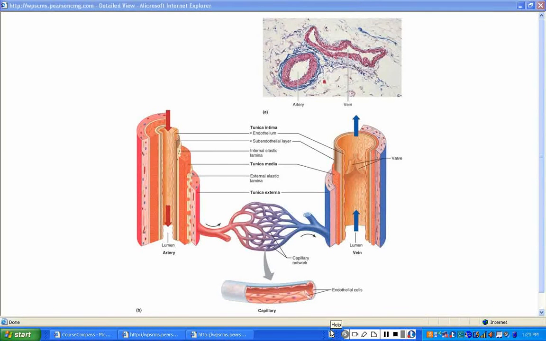You will notice that artery or vein, both of them, it looks like it's about the same thickness, that outer portion. Maybe not exactly, but it's around the same thickness. Not a big difference anyway.